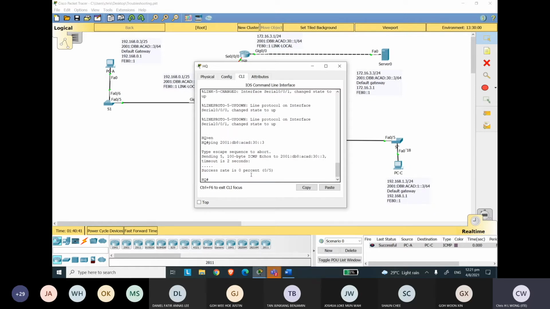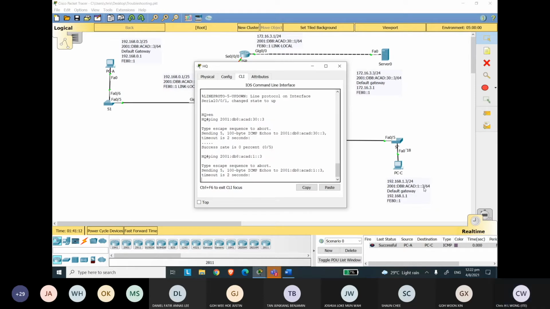If you do the same thing for PC C, the success rate is 0. If you do the same thing for PC C, 2001:db8:acad:1 colon 3, you probably get the same thing. So we test first before we do anything, because they already said that the static routing is already there. If the static routing is there and the IP addresses are all there, you should be able to ping, isn't it? So we check, is there any problem?